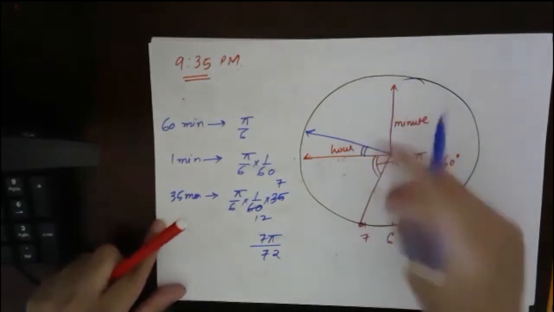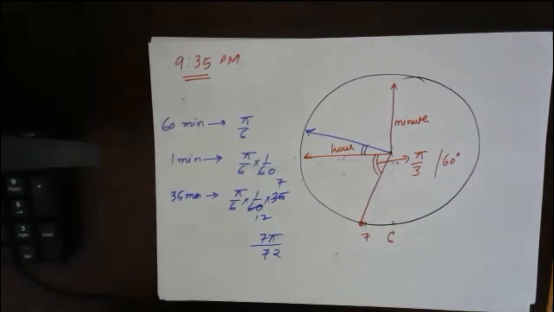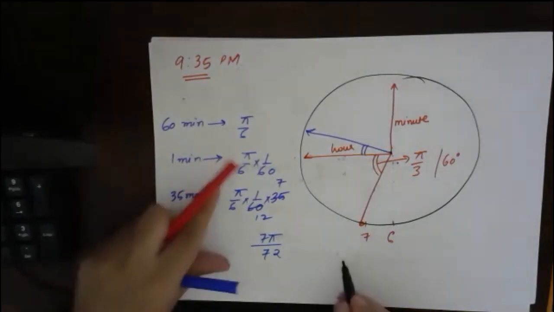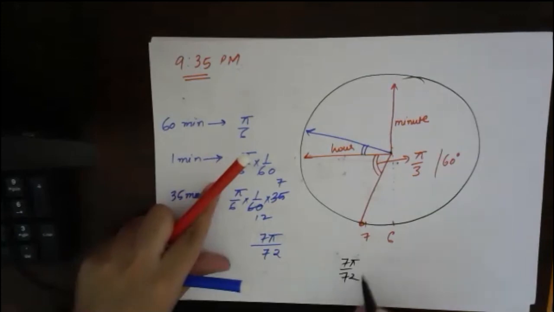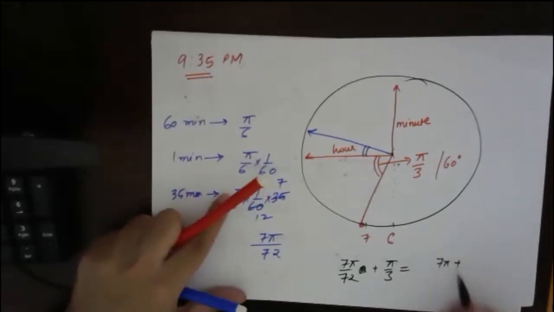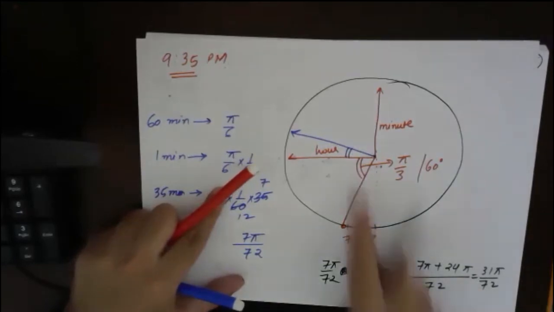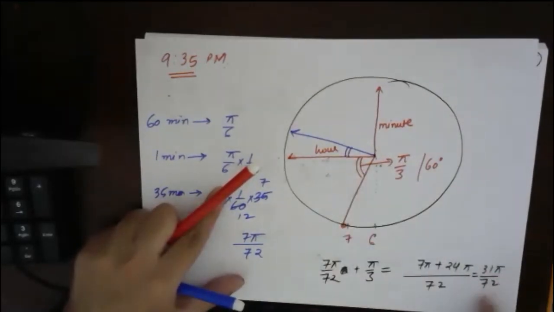So I will add these two because I have to find this combined angle. 7 pi by 72 plus pi by 3. So this will become 7 pi plus 3 2s are 6, 3 4s are 24 pi by 72. So this will become equal to 31 pi by 72. So 31 pi by 72 is the correct answer. This total angle is 31 pi by 72.